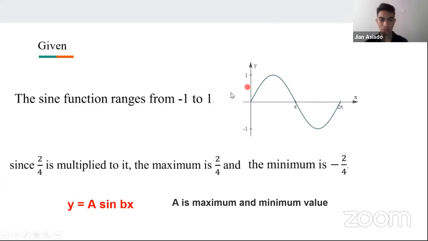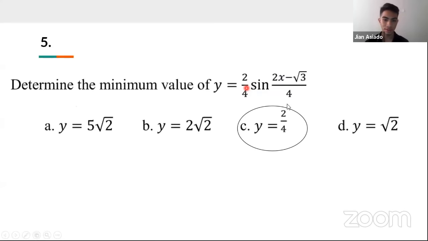And then, since 2 over 4 is multiplied to it, the maximum is 2 over 4 and the minimum is -2 over 4. So, it's 1/2. So, the answer is 2 over 4 as well.